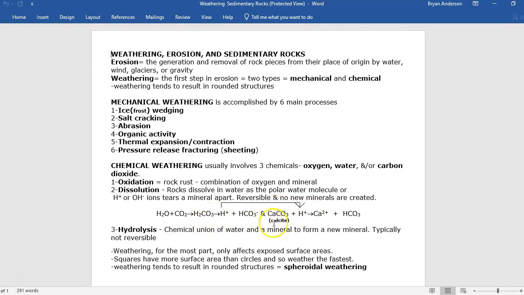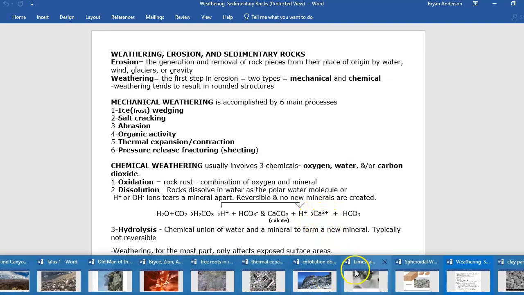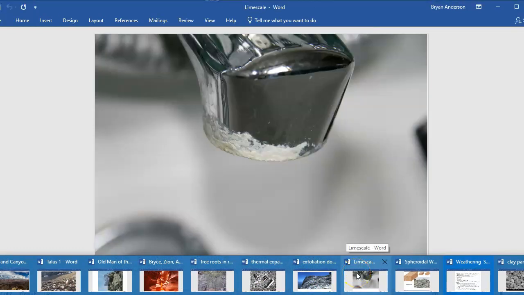So really what's going on here is this acid, the hydrogen ion from the carbonic acid, has worked on the mineral calcite. It has freed calcium, right here is that freed calcium, and created this bicarbonate. But the issue is this free calcium right here ends up being the limescale that we see on our bathroom fixtures as the water that is carrying it evaporates away.